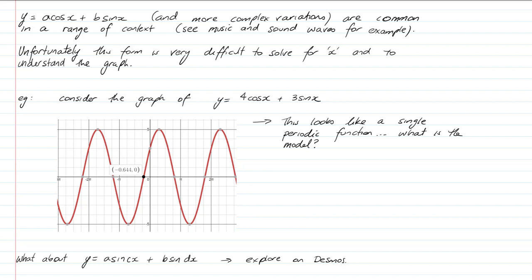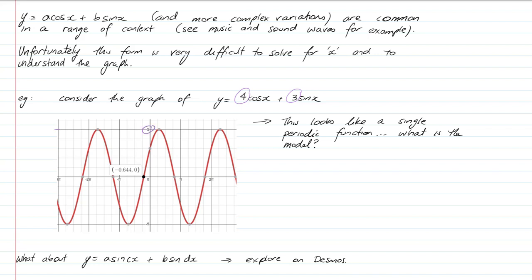So consider the graph of y equals 4 cos x plus 3 sin x. You'll notice that you know a lot about 4 cos x, you know a lot about 3 sin x. So 4 cos x has an amplitude of 4, 3 sin x has an amplitude of 3. So if you add 4 and 3 together, you might suspect an amplitude of 7, but actually, it's got an amplitude of 5.